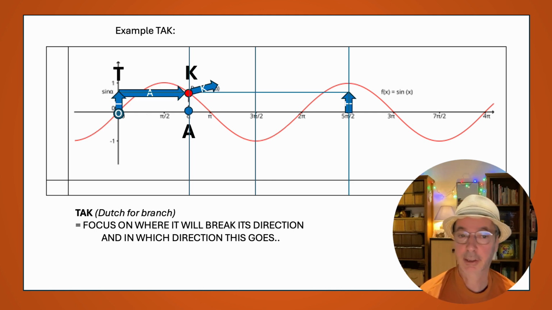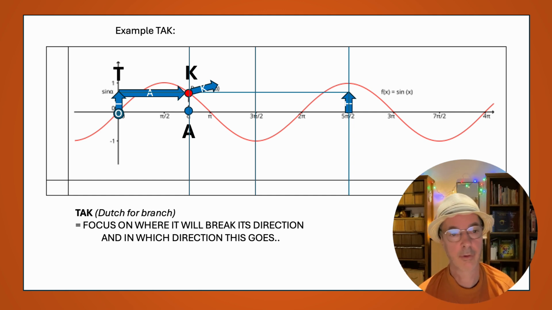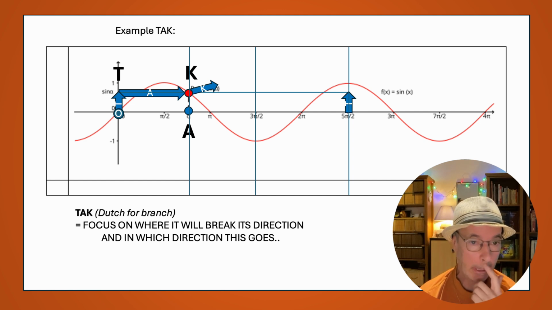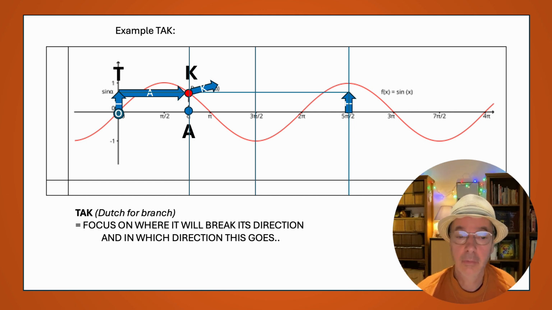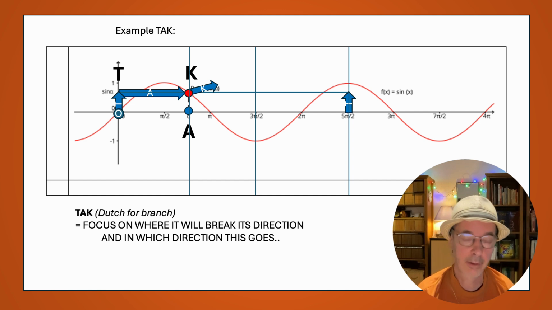Or the expression of tak, which is the Dutch word for branch. There we see first vertical, horizontal, and then diagonal. It will break its direction and it will go in a different direction. It's the branch which will also, in the end, go into a different direction. So you can already recognize certain words if you use this wave and see how we follow it, the process.